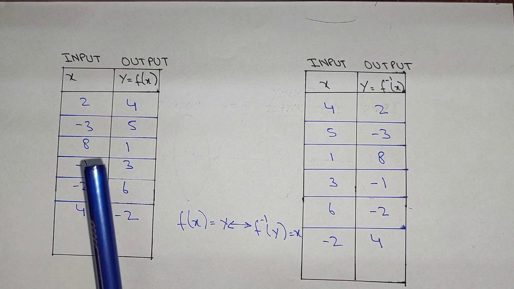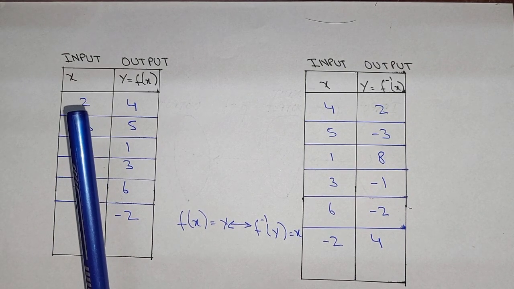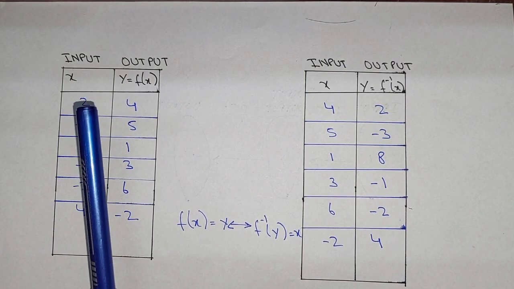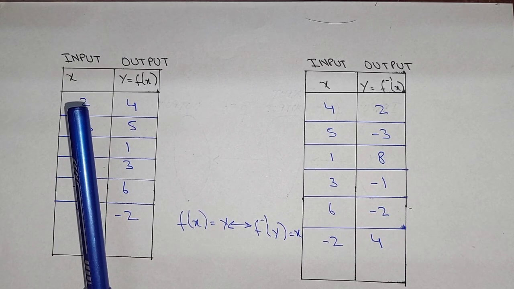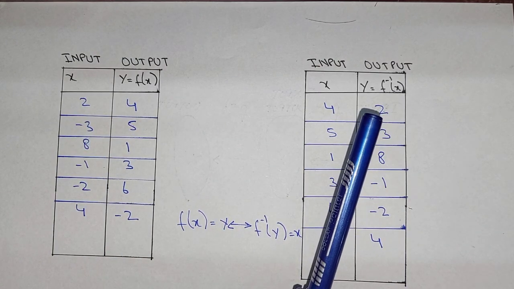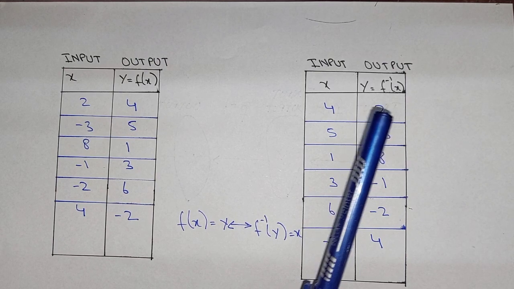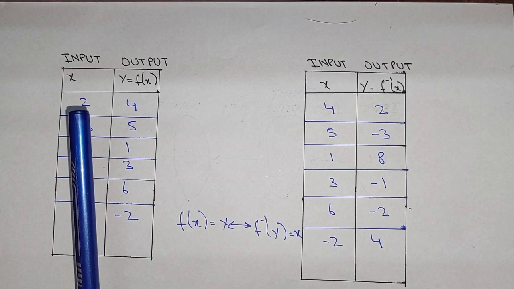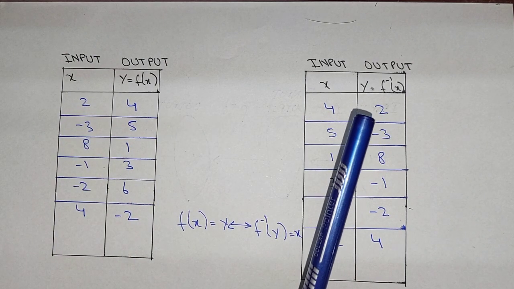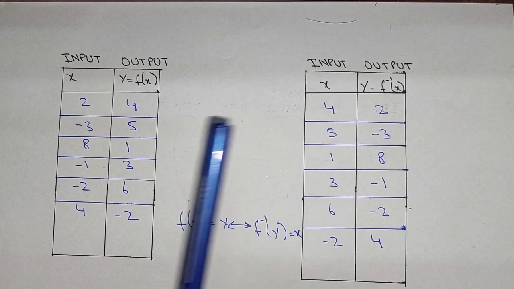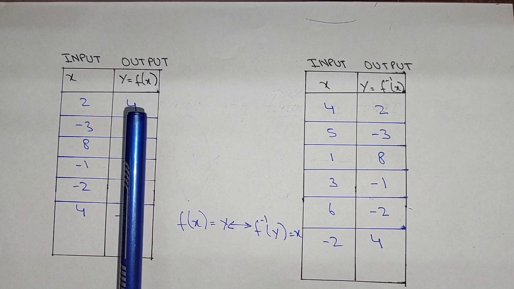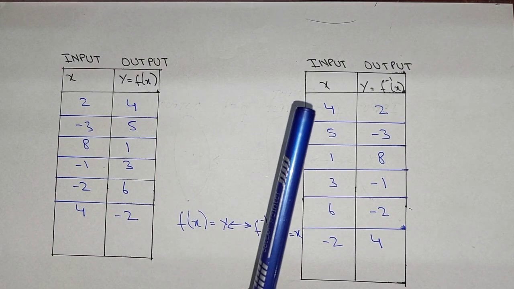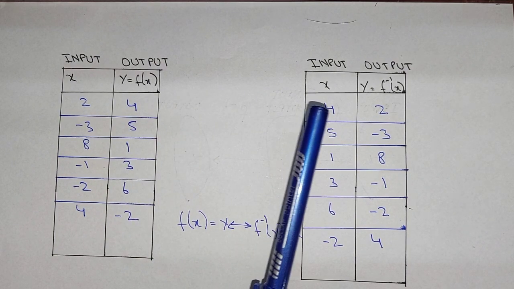Whatever the values of x are in the original function as input, the same will be the values of y in the inverse function. That will be the output. It means the input of the original function is equal to the output of the inverse function, and the output of the original function is equal to the input of the inverse function.